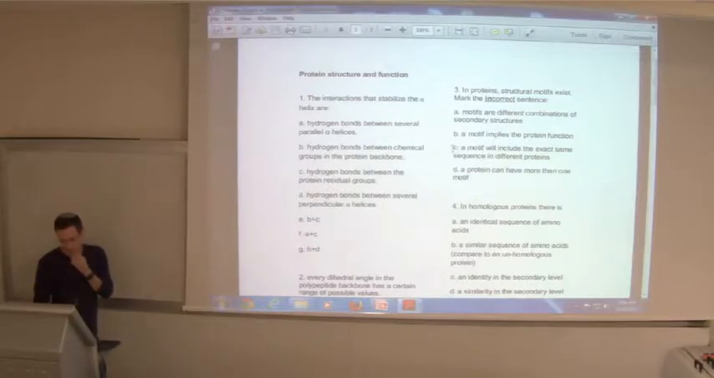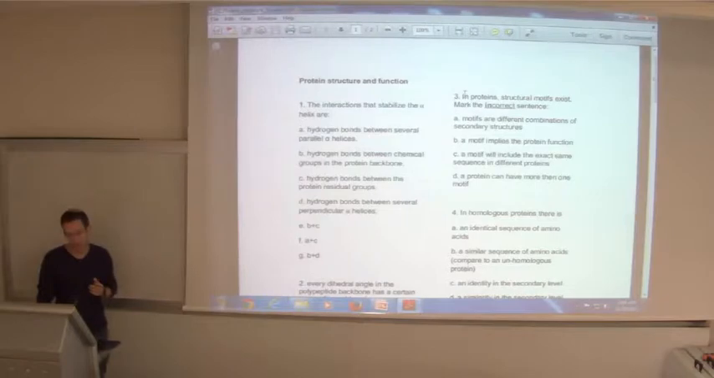C. A motif will include the exact same sequence in different proteins. We discussed what we mean by a consensus sequence, either at the nucleotide level or at the amino acid level. It's a similar sequence and not identical. Usually it wouldn't be identical, so C is incorrect. Let's just make sure we understand D as well. D, a protein can have more than one motif. Yes, yes, yes.